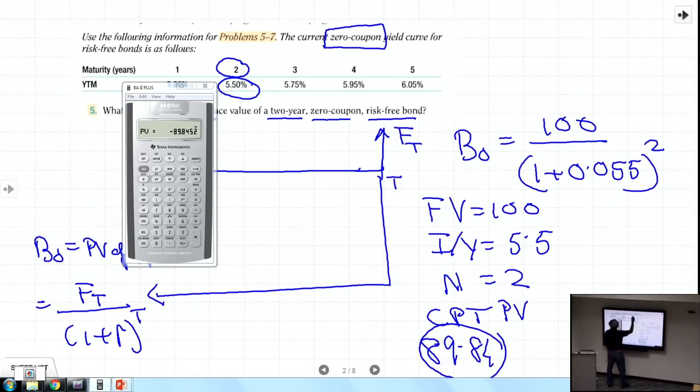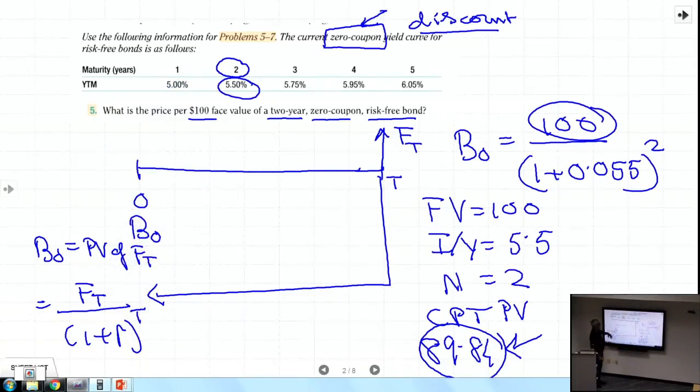So as you can see, zero coupon bonds are also discount bonds. They are discount bonds because they sell at a price below the par value of 100. They will always do that. They will always sell below par value because $100 of the face value will be paid in the future. The value of something in the future today will be less than what it is in the future. $1 today is worth more than $1 in the future. Okay, so that's problem number 5.